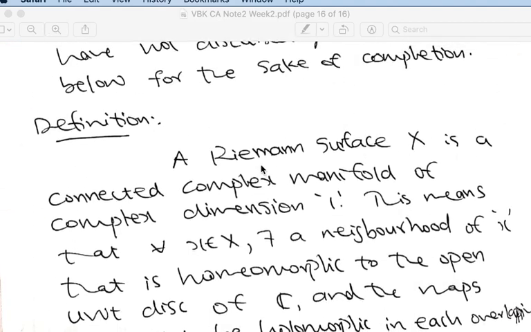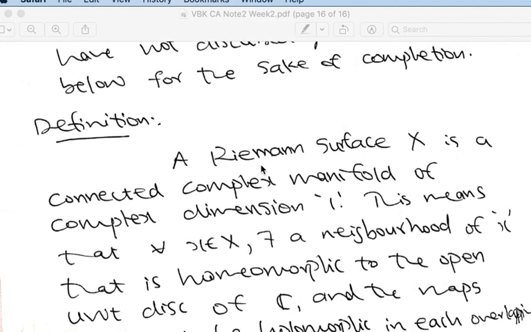Now I have given the technical definition just for the sake of completion, but you don't have to worry about the definition because it involves the notion of a manifold and all. You don't have to worry about that. You just need to look at the elementary Riemann surfaces created using such functions.